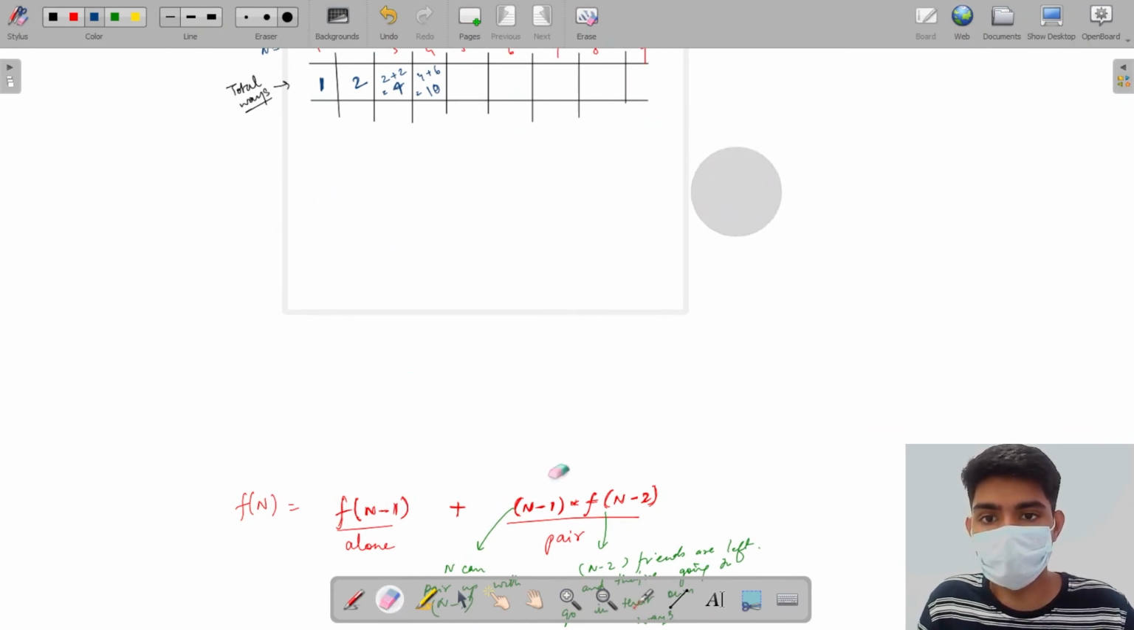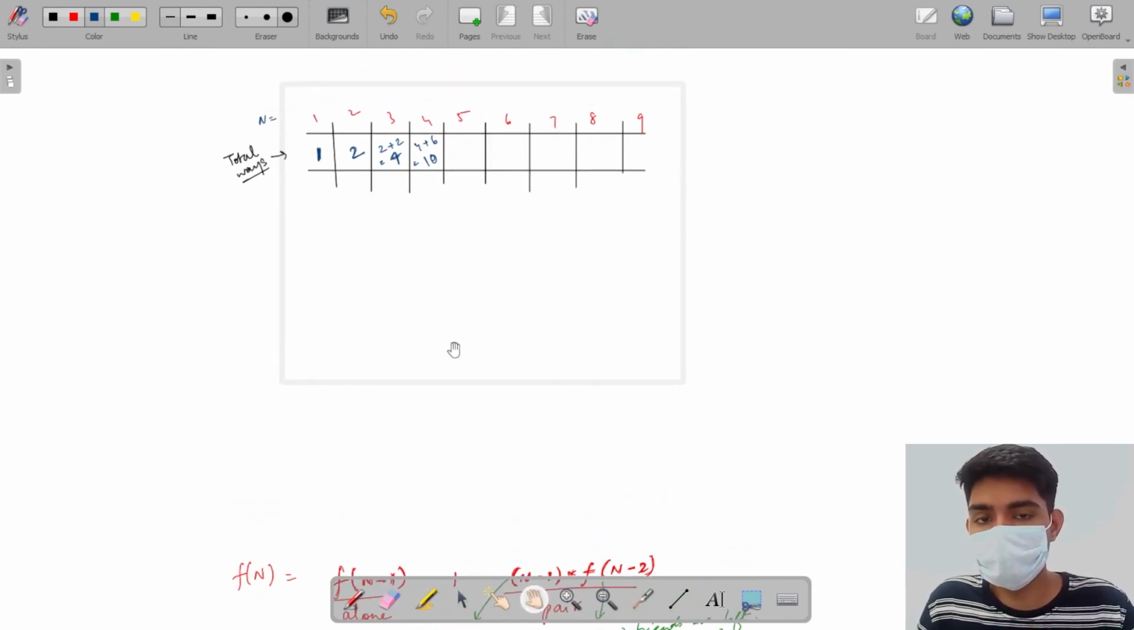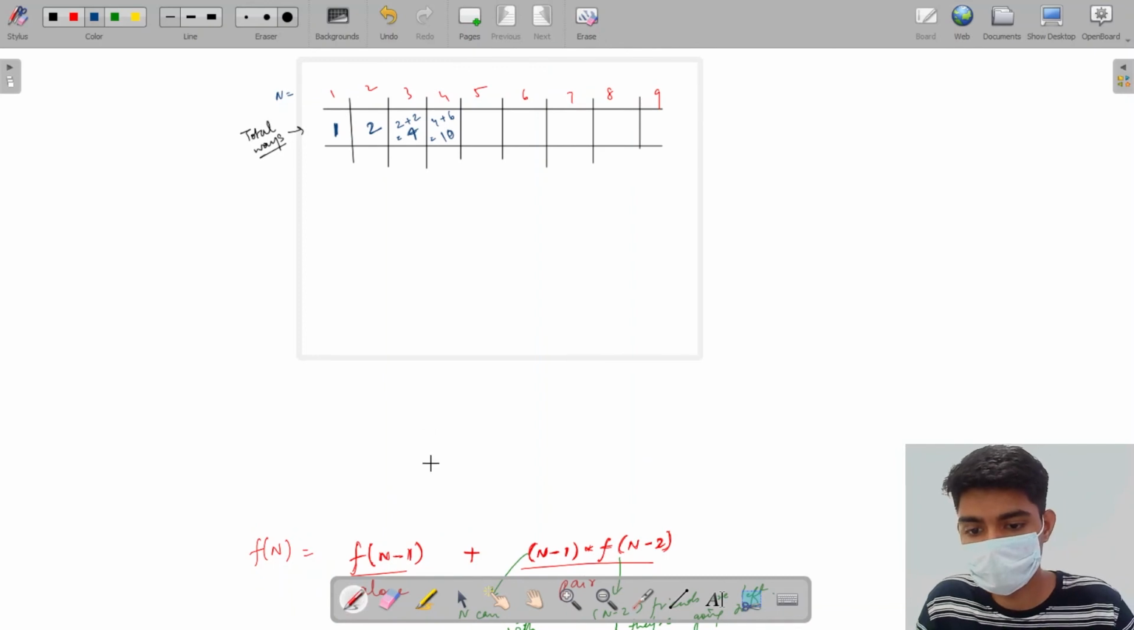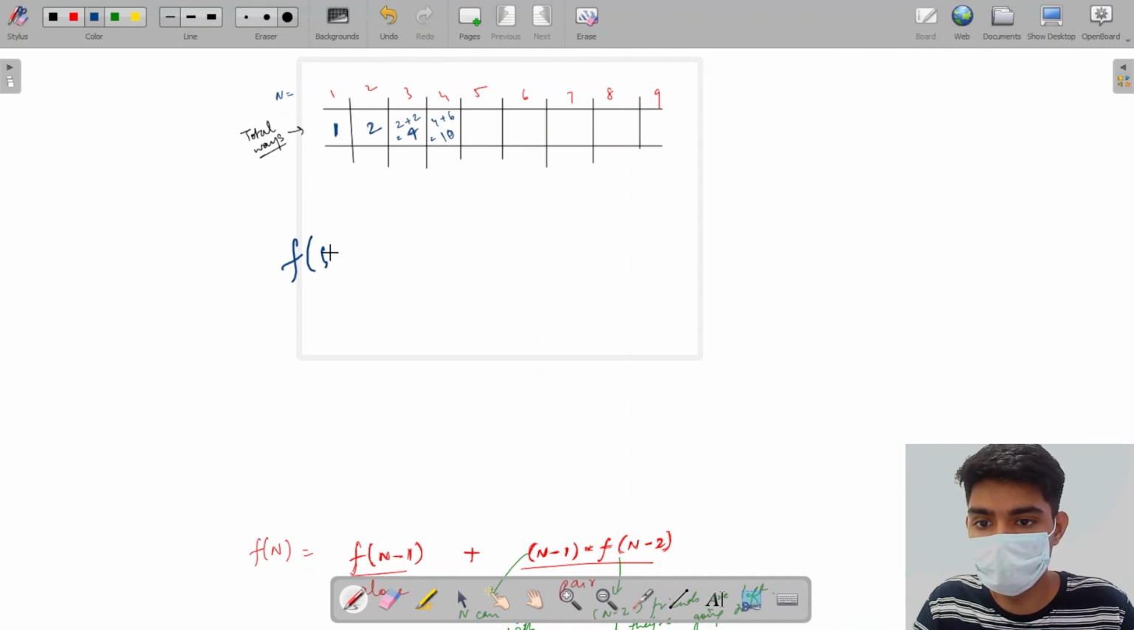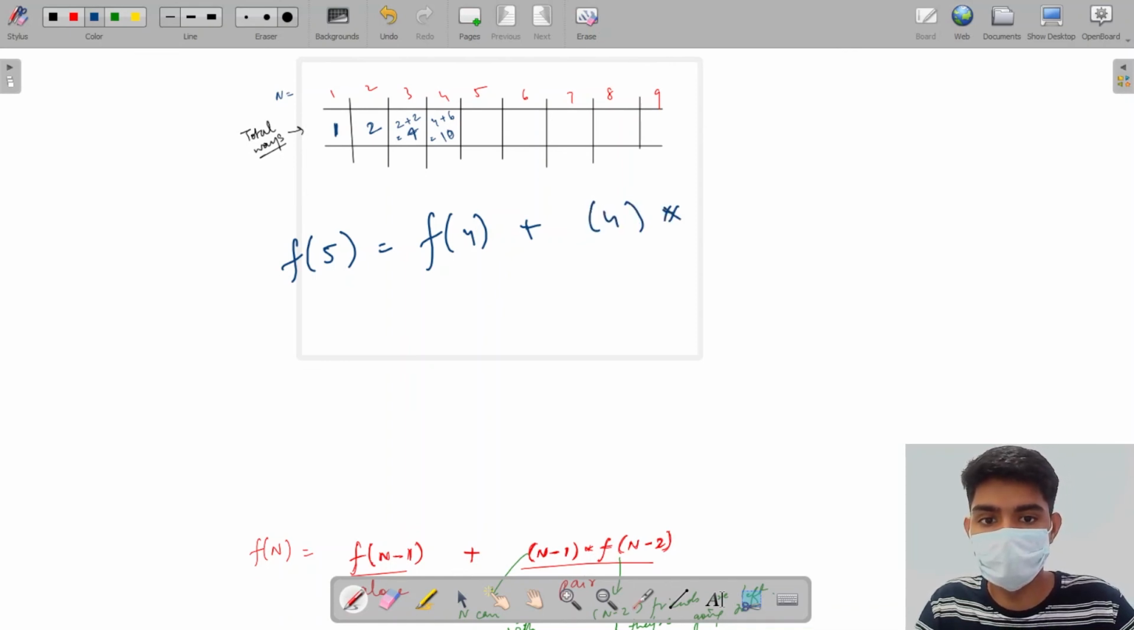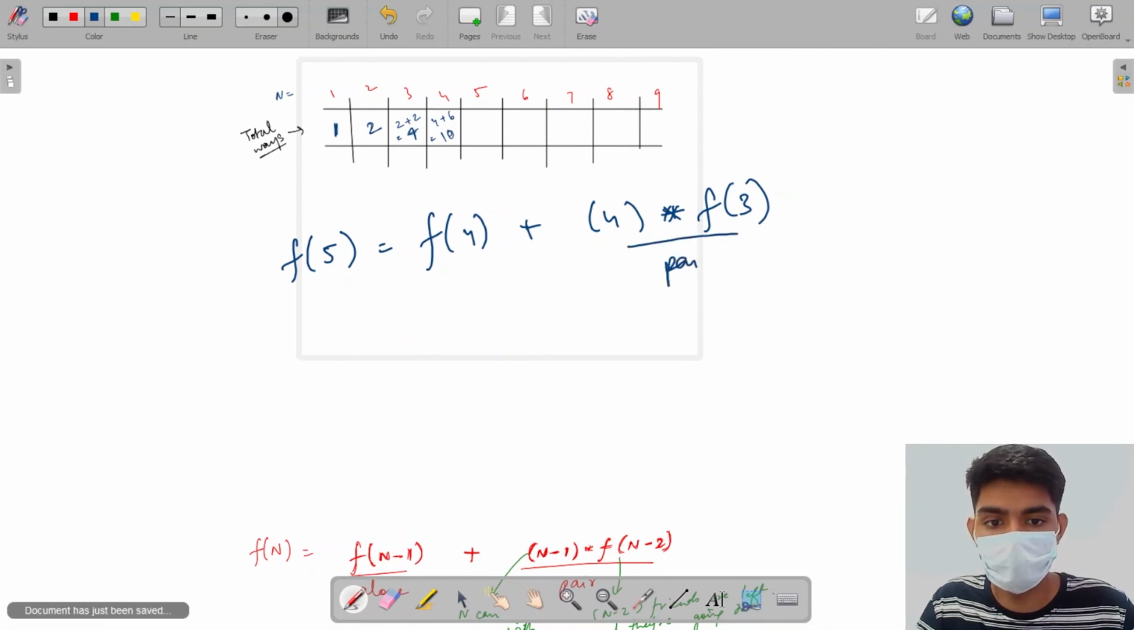Okay, let's do this for n equals 5 and then we'll code the question. So for n equals 5, my n minus 1 would be 4, which is 10. Let's write it like this. For f of 5, it is f of 4 plus n minus 1, which is 4, times f of 3. This part is when it is pairing up with someone, and the other part is when it is going alone.